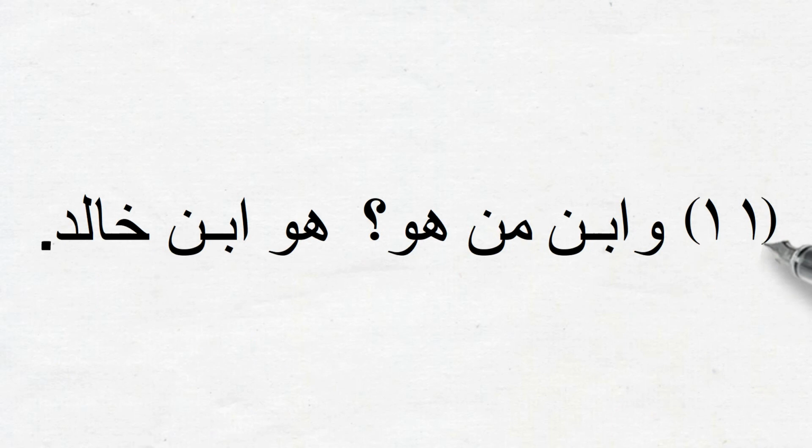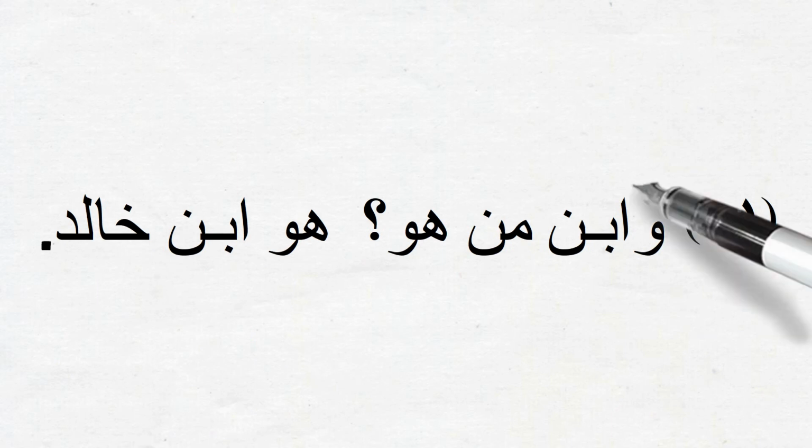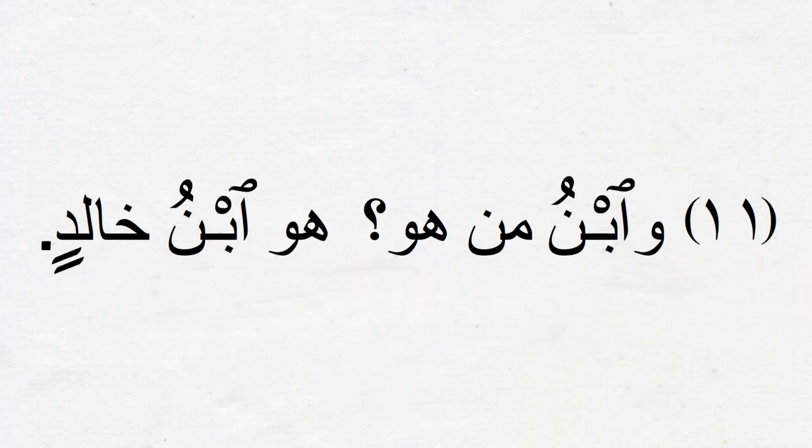Number 11. وابن من هو؟ هو ابن خالد. And the son of whom is he? He is the son of Khalid. Here, ibn man is the first idafa and ibn Khalidin is the second idafa. In the answer, huwa is the mubtada of the jumla ismiyah and the ism ibnu is the khabar.